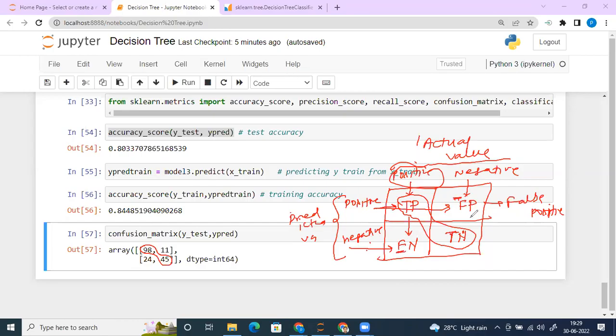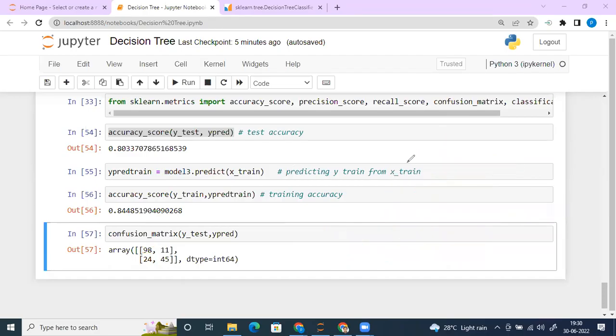This positive and negative are coming as per the prediction by the machine learning model. If the machine learning model is saying positive, we'll mark it positive. Now true and false depend upon whether your actual and predicted values match. The machine learning model is saying positive, so we'll mention positive here as well. Let me draw it once again. Just a second.